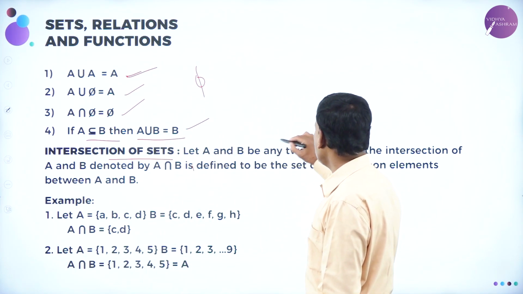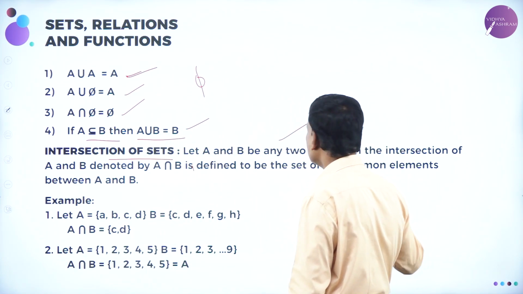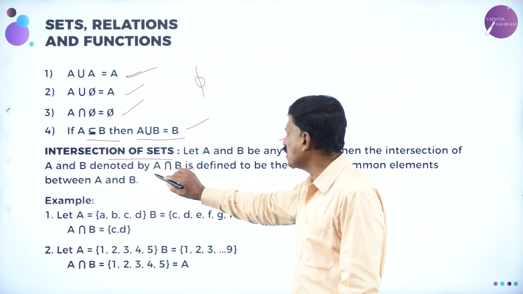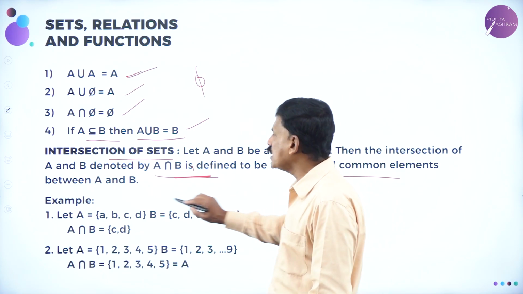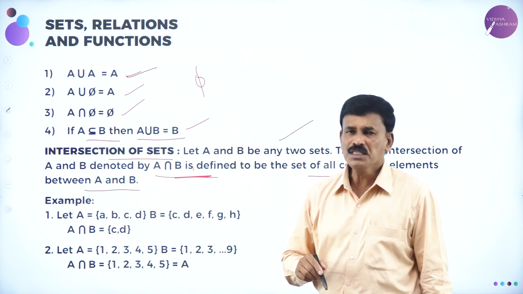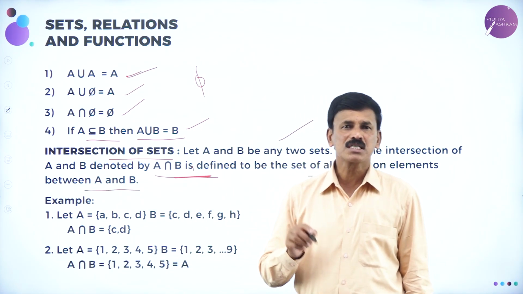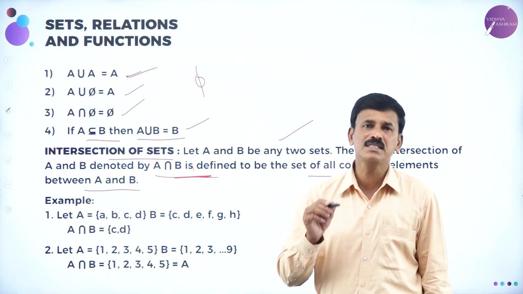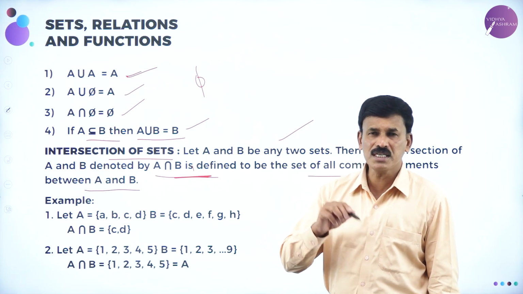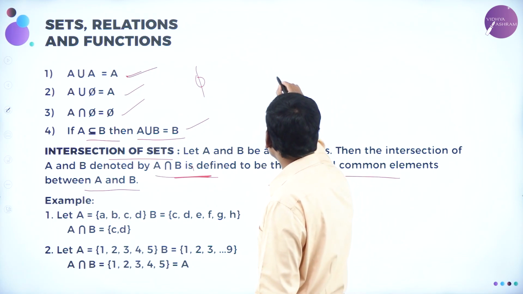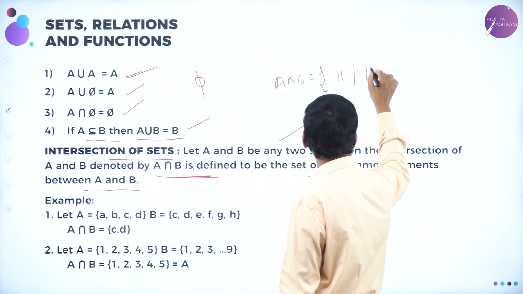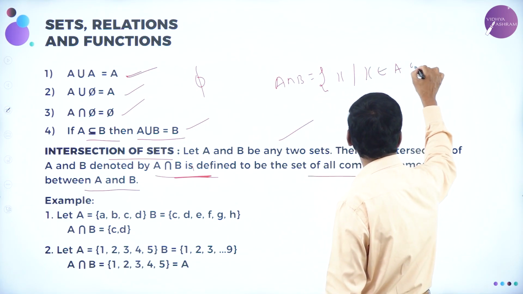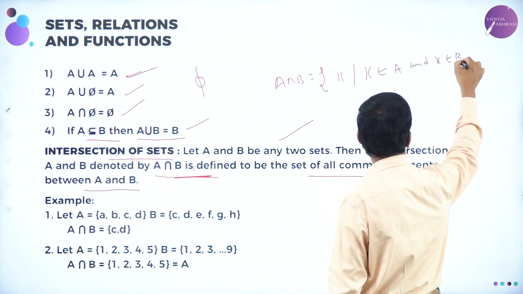Intersection: let A and B be any two sets. Then the intersection of A and B is denoted as A intersection B and is defined as the set of all common elements between A and B. A intersection B is the set of all X such that X belongs to A and X belongs to B.